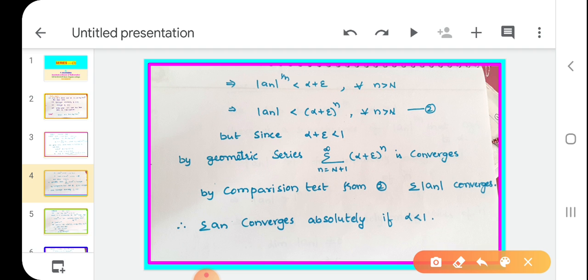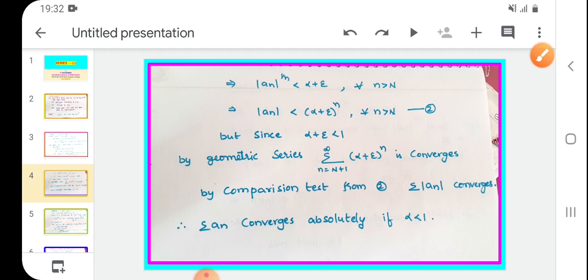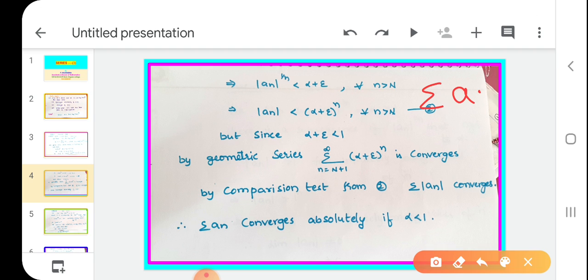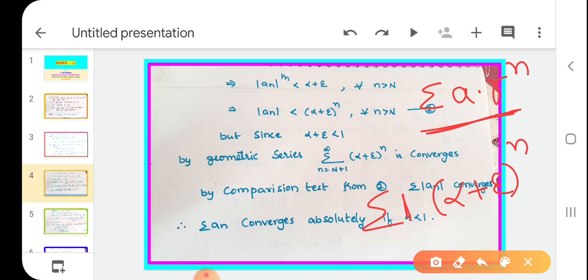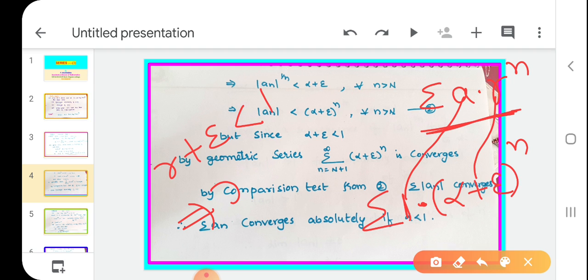So here we have two series, summation an and summation (α + ε)^n. But already we have α + ε less than 1. By geometric series, what is a geometric series? Summation a·r^n is the geometric series. Here also we have summation (α + ε)^n. I take here 1 into, so where a equals 1 and r equals α + ε. What is α + ε? α + ε is less than 1. That implies r is less than 1.